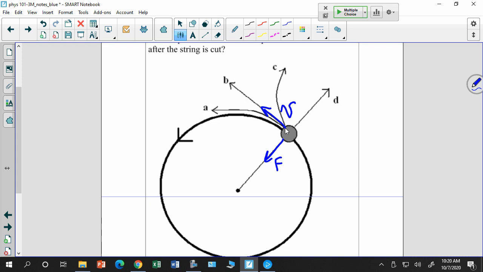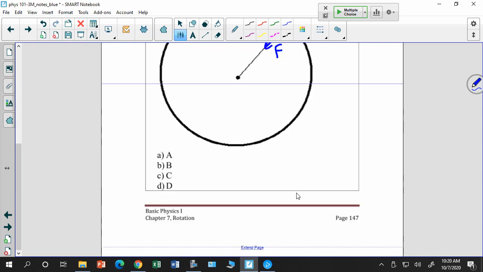So when you take away the centripetal force, the object is going to move in the same direction that it was moving when that force was taken away. All right, let's try the next one.